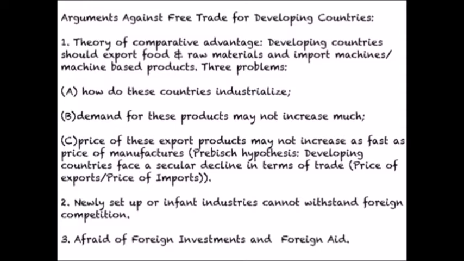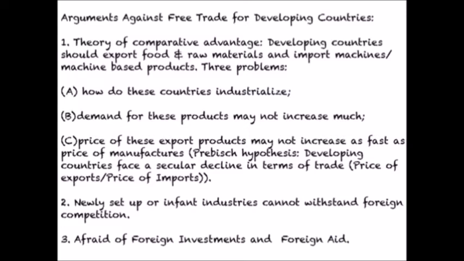Number one, we know that theory of comparative advantage, whether it is by Ricardo or by Heckscher-Ohlin, what it states is each country should produce and export the product in which it has comparative advantage and import the product in which it has comparative disadvantage. Based on what we know about the condition of developing countries and also the theory of comparative advantage, we know that this theory would recommend that developing countries should export food and raw materials and import machines or machine-based products.